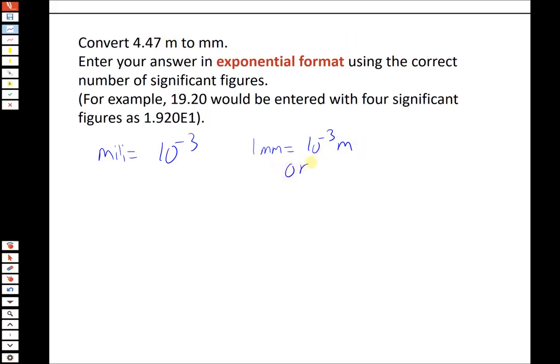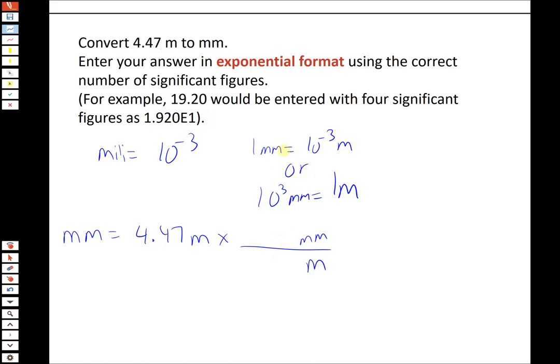Or you could write, and this is the form that I prefer just to avoid negative exponents, but it's totally up to you, 10 to the third millimeters is 1 meter. So those are the 2 different ways of writing the relationship between millimeters and meters, and you can use whichever one you're most comfortable with to get this question right. So what we do then to convert is we're looking for millimeters, converting meters to millimeters. So we're starting with 4.47 meters, and then we have to just use the conversion factor that converts millimeters. So we want millimeters on the top, we want meters to divide out, so that's how we're going to arrange the ratio, the conversion factor.